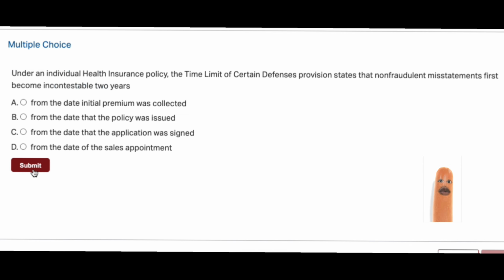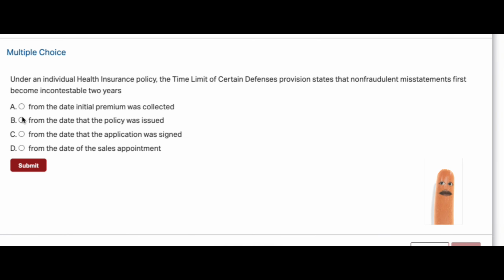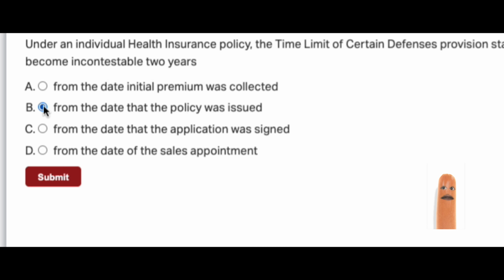Under an individual health insurance policy, the time limit of certain defense provisions states that non-fraudulent misstatements first become incontestable in 2 years. A, from the date initial premium was collected. Or B, from the date that the policy was issued. Or C, from the date the application was signed. Or D, from the date of the sale appointment. I'm going with B, Bob, from the date that the policy was issued.